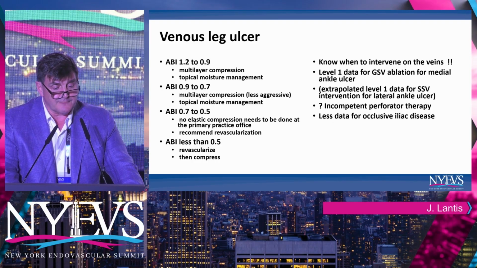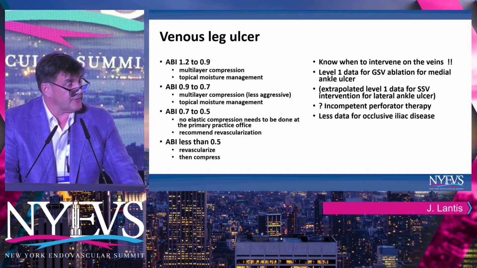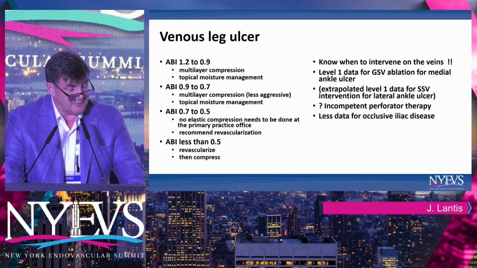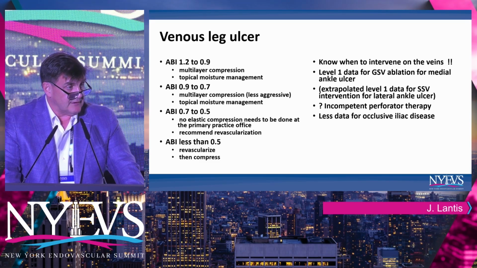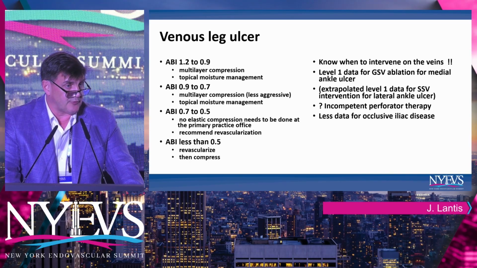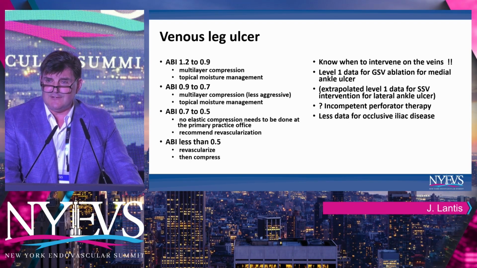So quickly on the left-hand side, ABPIs, and again, the data could be better, but this is what's been used in the literature for years. Between 1.2 and 0.9, you can compress all you want, and you want a topical moisture therapy. 0.9 to 0.7, you can probably compress as well. It's been shown by Bill Marston, who's a vascular surgeon at UNC, that you can actually compress patients with an ABPI between 0.7 and 0.5, but you need to do that in your center.